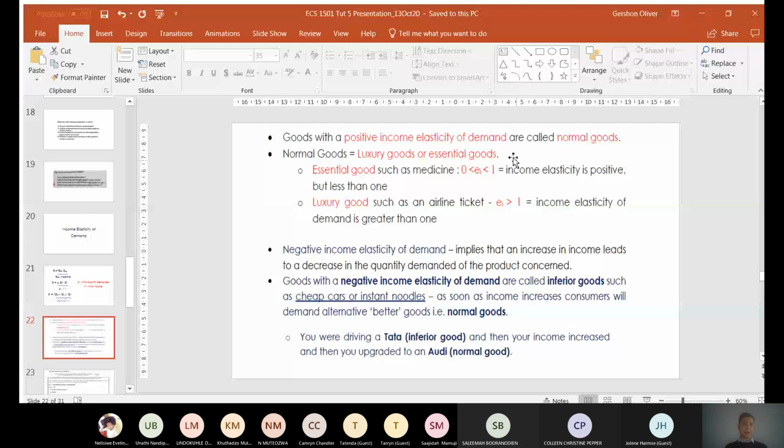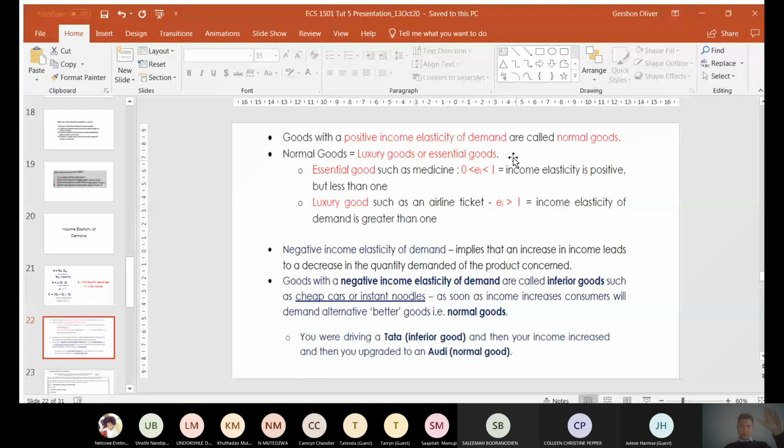Income elasticity of demand: if it's positive, it's a normal good. If it's negative, it's an inferior good. When you're thinking about an inferior good, it's a negative relationship. If my income increases, my quantity demanded of my inferior good is going to decrease. I'm going to replace it and rather buy something else. It's an inferior good. So now I know if it's positive, the good is a normal good.